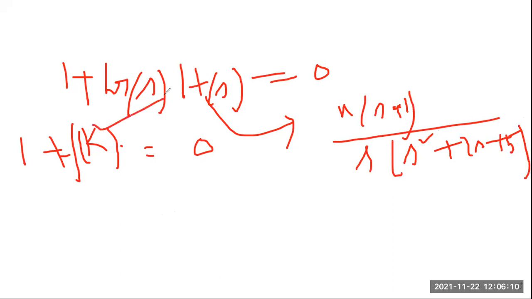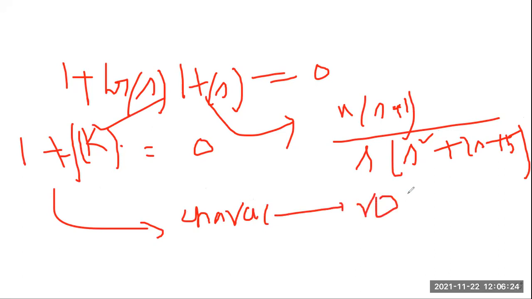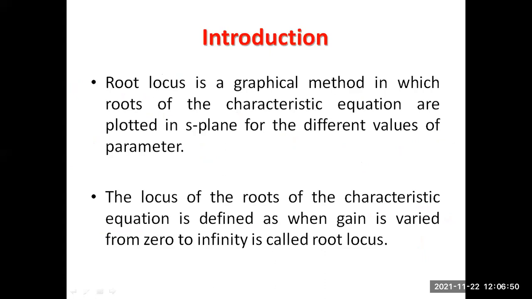Now, if you vary this k, what will happen? This characteristic equation will change. If the characteristic equation changes, the roots will change. Roots will change means the locus will change. So basically, when we are varying the value of k, your locus gets changed. How this locus is changing, what the path is and how it is moving in the S-plane, we'll study in detail.